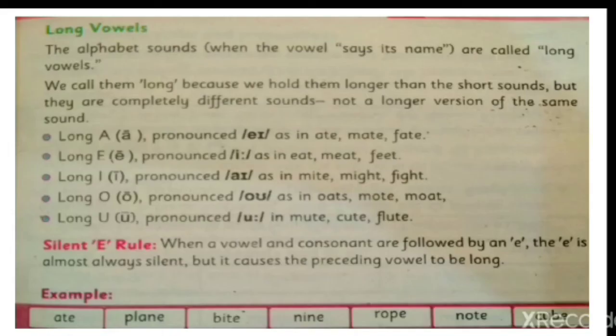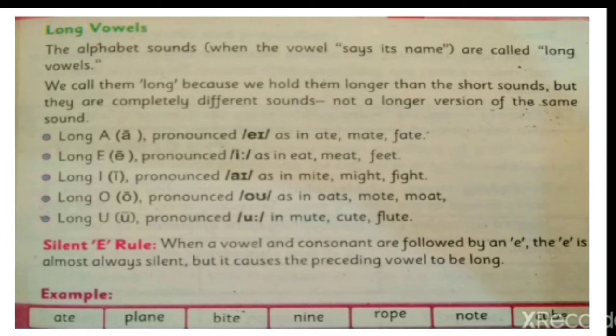Okay, let's move towards long vowels. As I mentioned earlier, we have given names to these vowels, and when we produce the same sound as their name, that's what we call a long vowel sound. For example, eight, A. Then in meat, E; might, I; oats, O; and mute, U. These are the same sounds as their names, and this is what we call long vowel sounds.